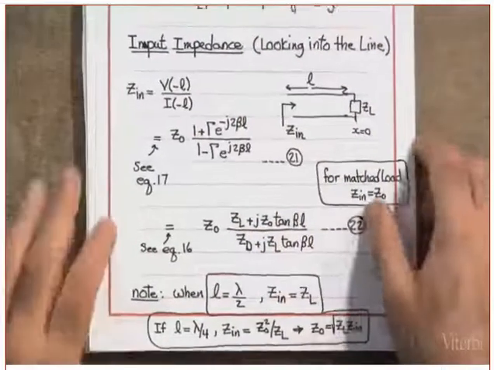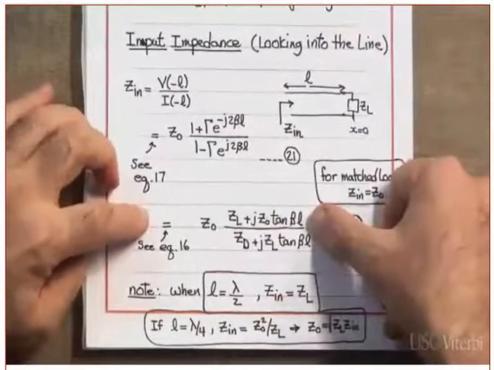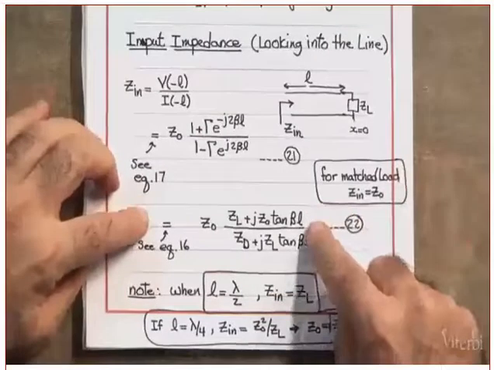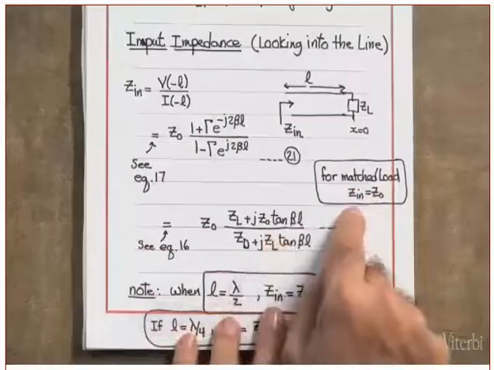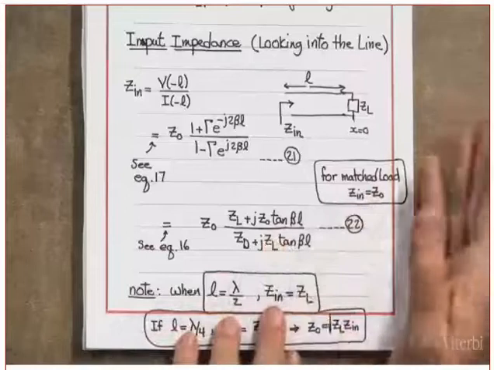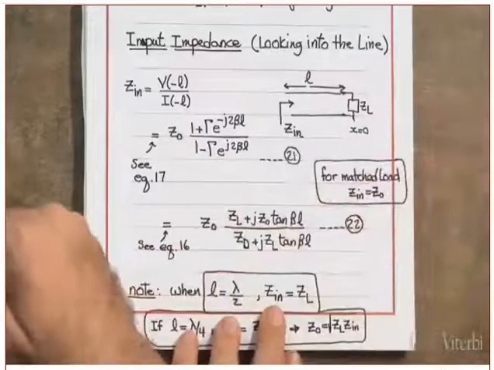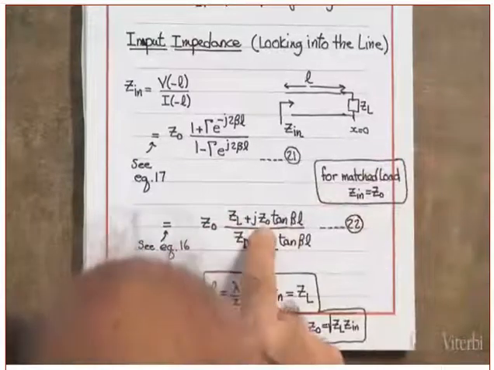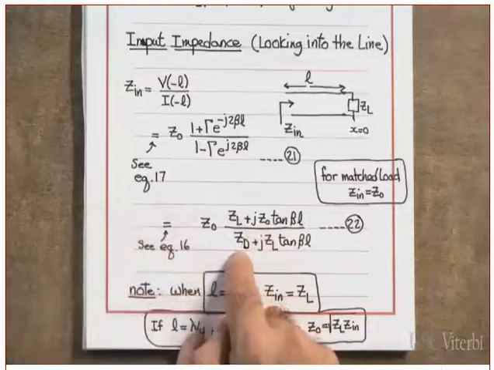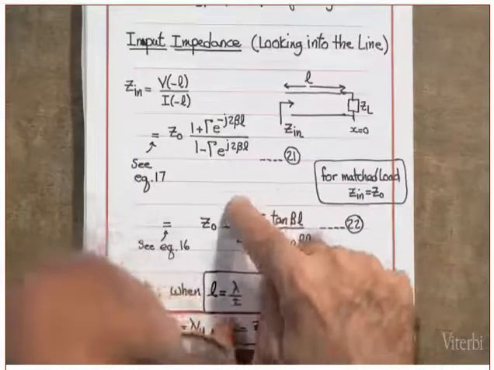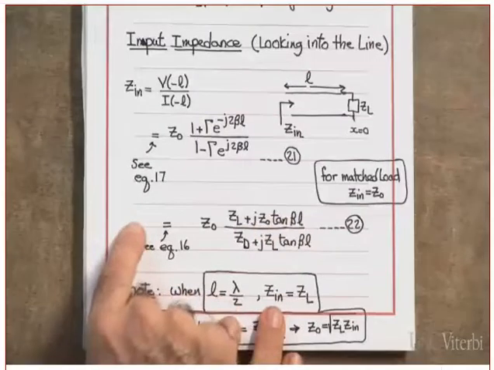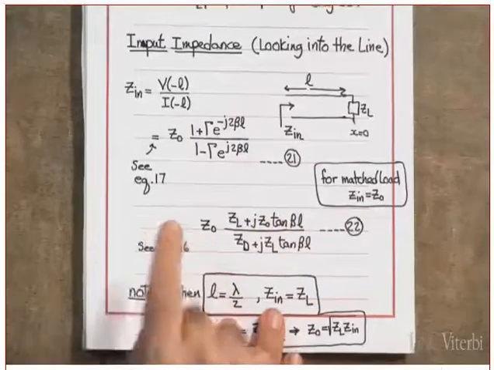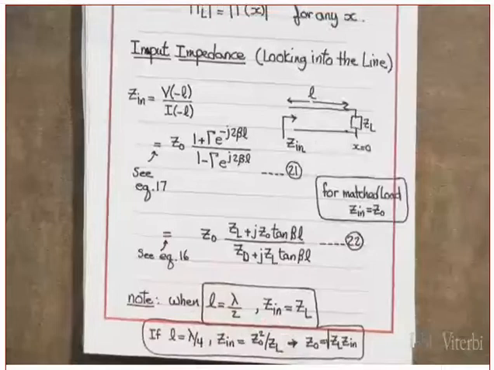Clear? Okay. I want you now to look at this equation. For a matched load, what does it mean when I say matched load? Matched to the transmission line, which means ZL equal to Z naught. What is this? One, which means the input impedance is the same thing as Z0. Did you get this or not?